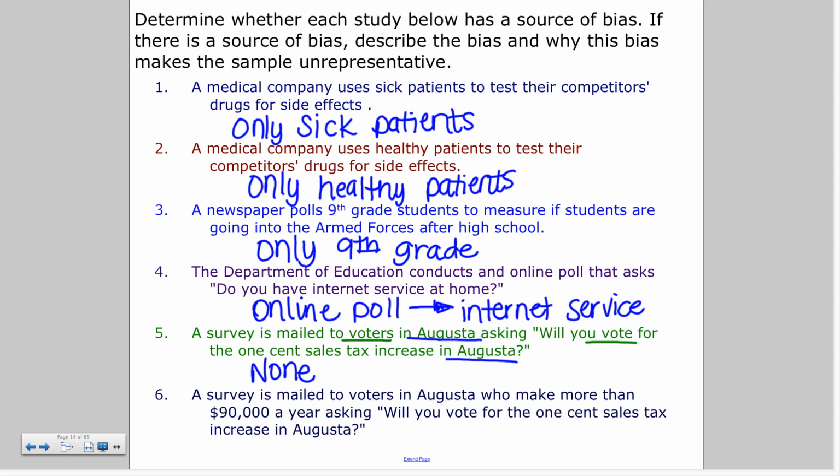All right, number 6. A survey is mailed to voters in Augusta who make more than $90,000 a year asking, will you vote for the 1-cent sales tax increase in Augusta? And it's more than $90,000.